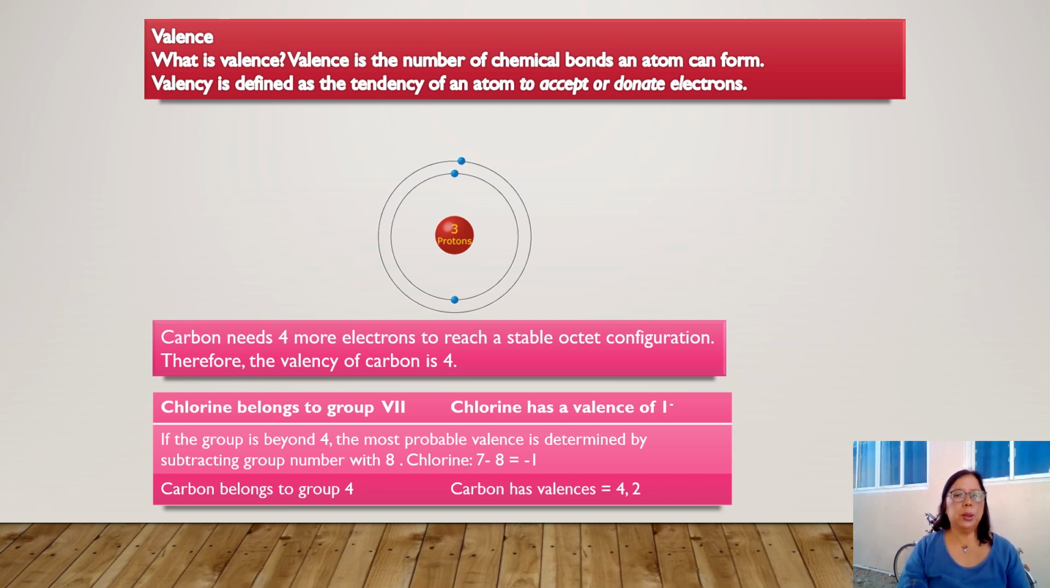Chlorine belongs to group 7. So since it belongs to group 7, chlorine has the valence of negative 1. Why negative 1? Because it is higher than 4, and it is found in group 7. So 8 minus 7 is equal to 1.